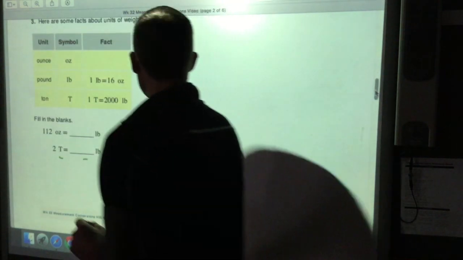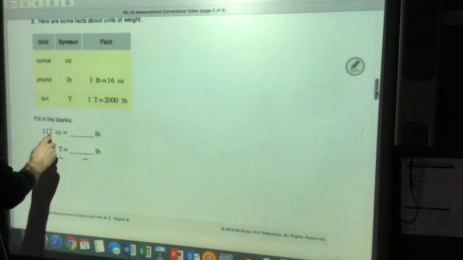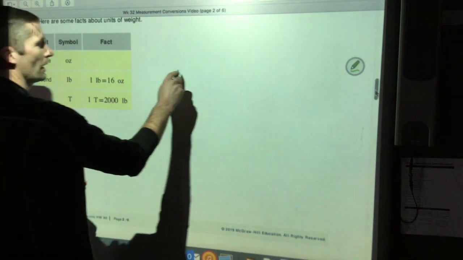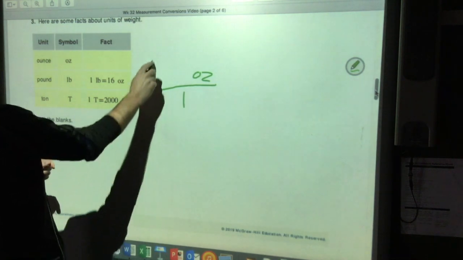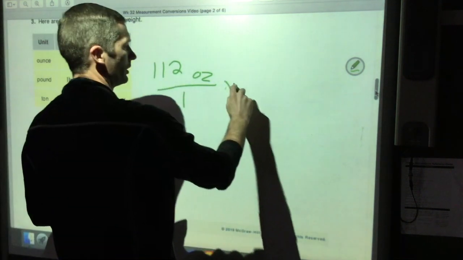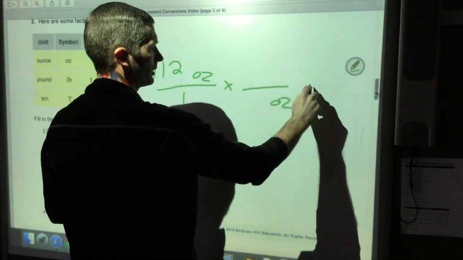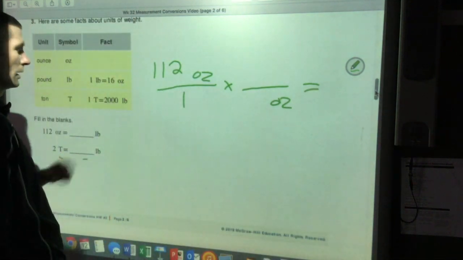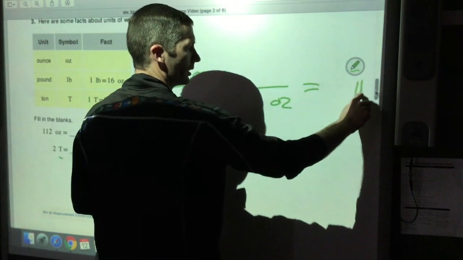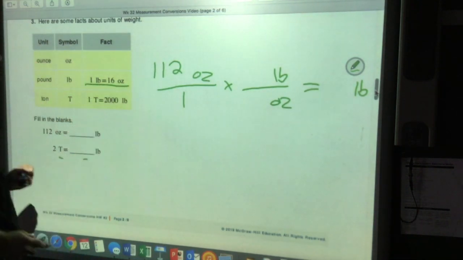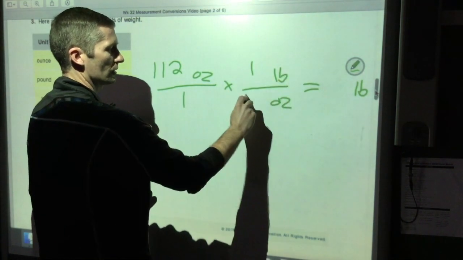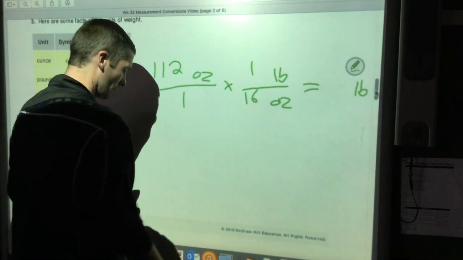Okay, here's some facts about weight. Okay, so now we're doing weight. Ounces to pounds. Okay, so I have my starting 112 ounces. I want ounces as my denominator to get rid of that. And I'm changing it to pounds. So I need pounds as my numerator. 1 pound is 16 ounces. 1 pound, 16 ounces, so that equals 1.